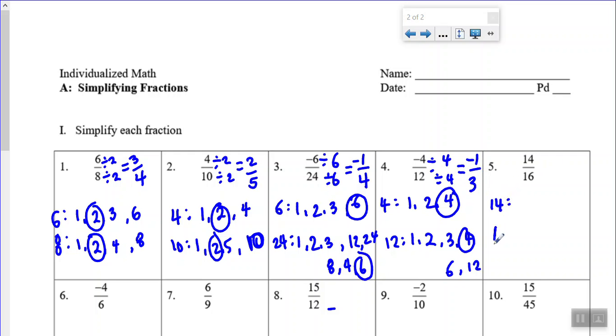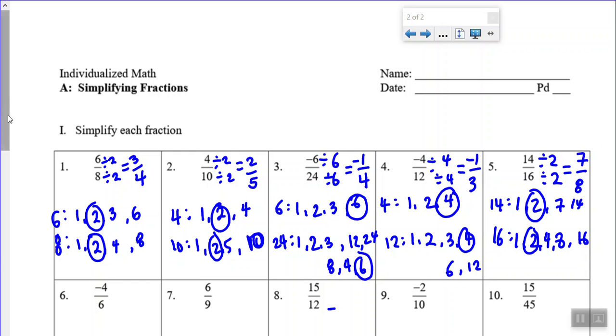14 and 16. Factors of 14: 1 and 14, 2 and 7. For 16: 1 and 16, 2 and 8, also 4 times 4 is 16. So the GCF is 2. Divide the numerator and denominator by 2. 14 divided by 2 is 7. 16 divided by 2 is 8. You can use a calculator, but you have to use decimals.